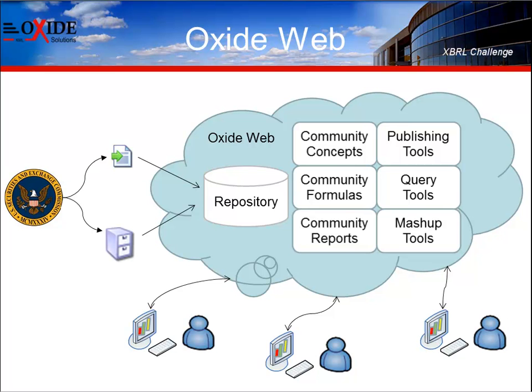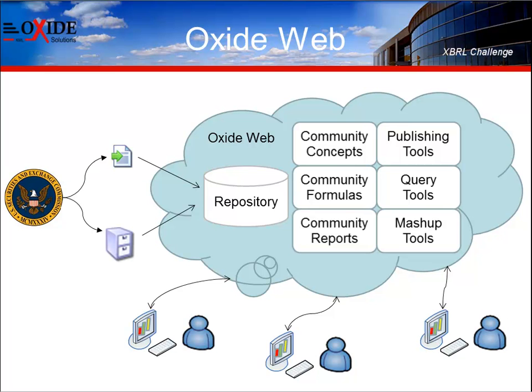No installation is required with OXIDE. Simply register in OXIDE Web and you have immediate access to the XBRL repository plus the tools you need to create and query reports. Keep in mind that OXIDE is open source, so you can choose to download and install OXIDE to your machine if you prefer.